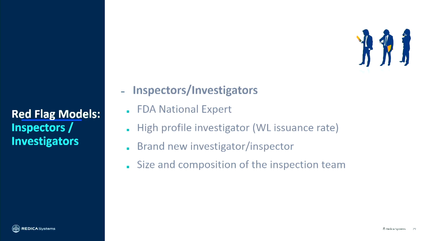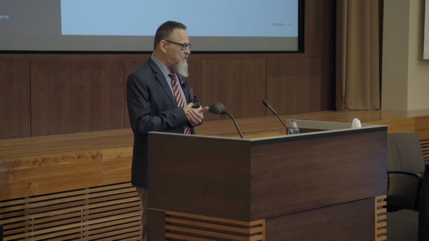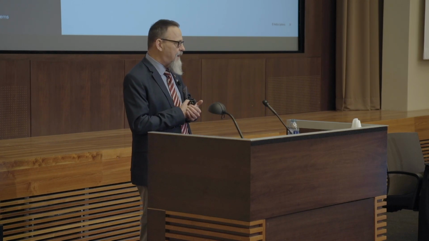We have 70% of all the 483s that have been issued in the last 20 years, and those have all been digitized. We've got all the information from them. You can pull all that together, and you can find for a particular FDA investigator all the citations they've done over those times, and what's their warning letter issuance rate. And so we tend to assign a higher level of concern if someone who is a high-profile investigator with a 10% issuance rate of warning letters from their 483s goes out to a site.